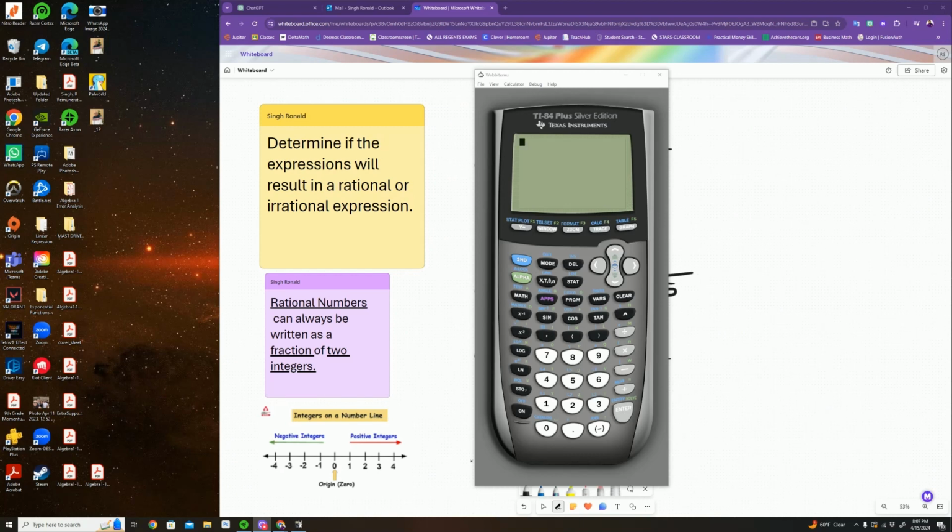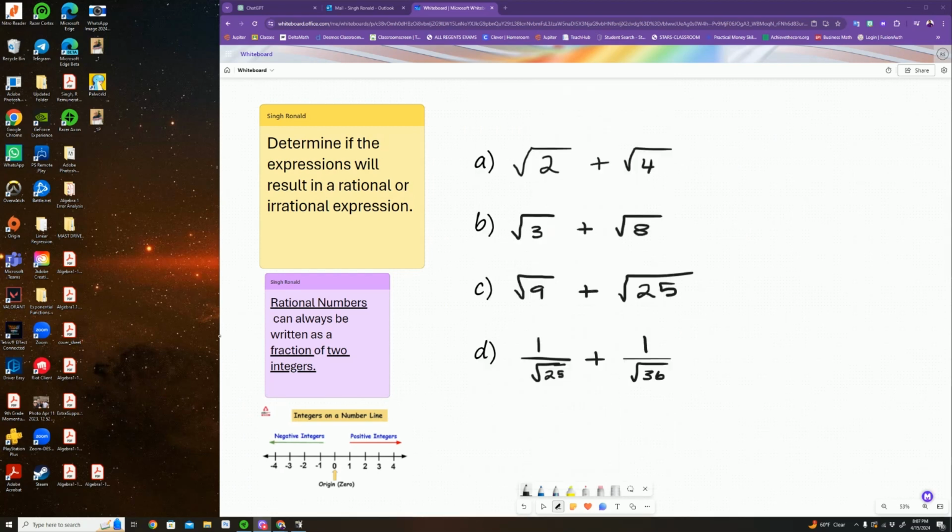When we talk about rational numbers, they can be written as a fraction of two integers. For example, 3 over 4 is a fraction of two integers. -5 over 8 is a fraction of two integers. So these here are all considered rational numbers. If you think of 5, a whole number, 5 can be written as 5 over 1, a fraction of two integers. So these are all examples of rational numbers.